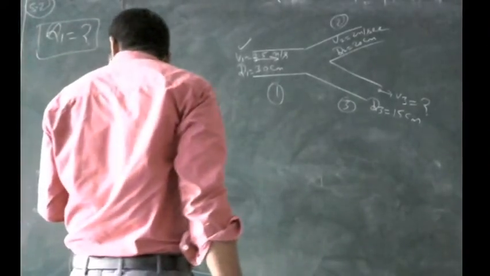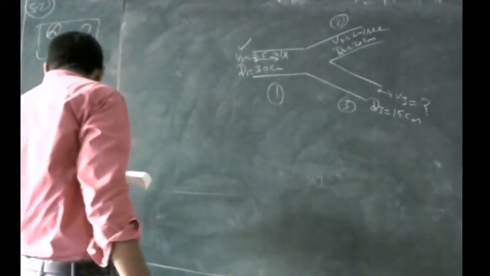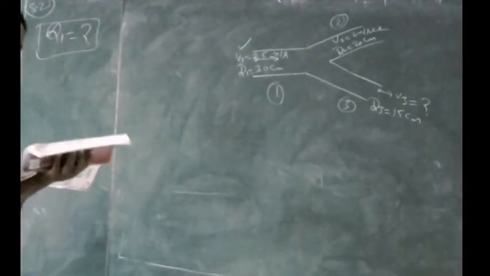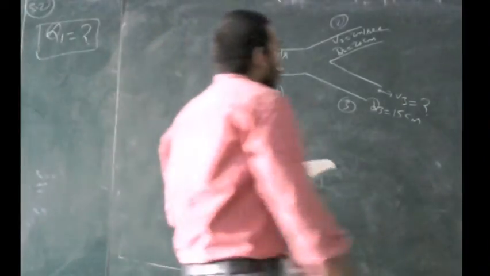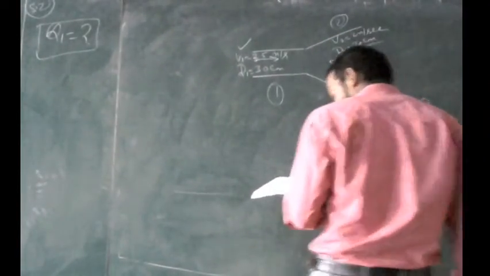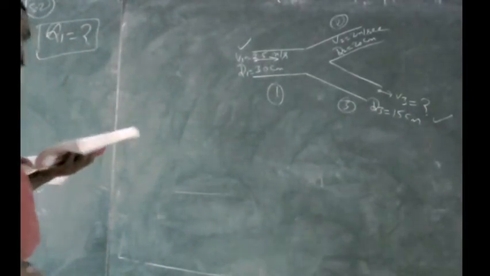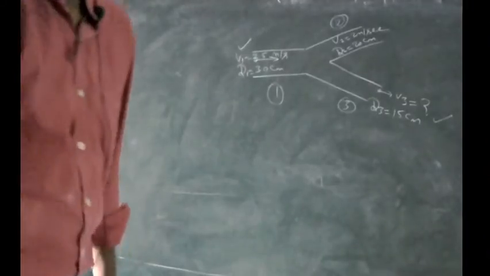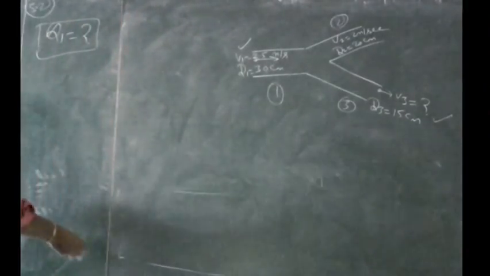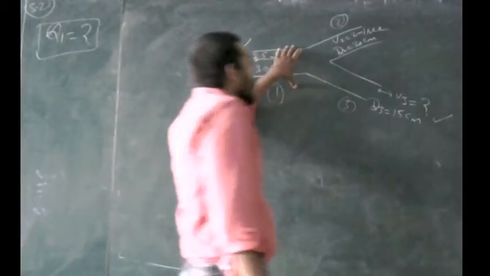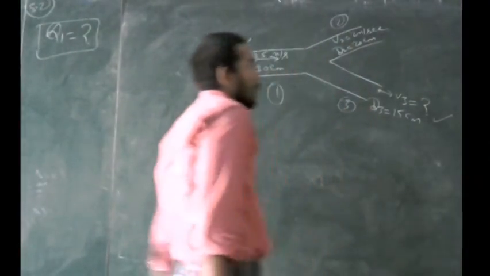Find the discharge in this pipe. Also, determine the velocity in the 15 centimeter pipe, if the average velocity in the 20 centimeter pipe is 2 meter per second. First of all, you should know here Q1 equals Q2 plus Q3.